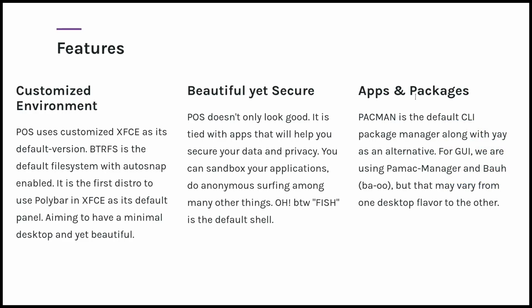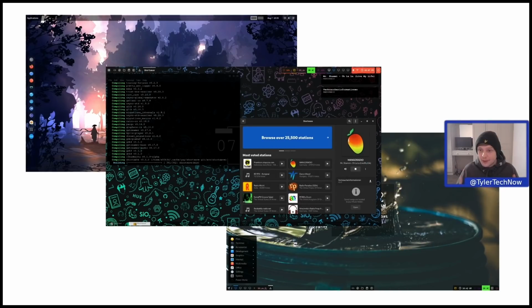So for your apps and packages, Pacman is of course going to be your default command line interface package manager, along with Yay as an alternative. For the GUI, we are using the Pamac manager and Bauh, but that may vary from one desktop flavor to the other. Now the file size for River's ISO weighs in at just under 2 gig, and with that out of the way, let's jump into the live environment and get this installed.